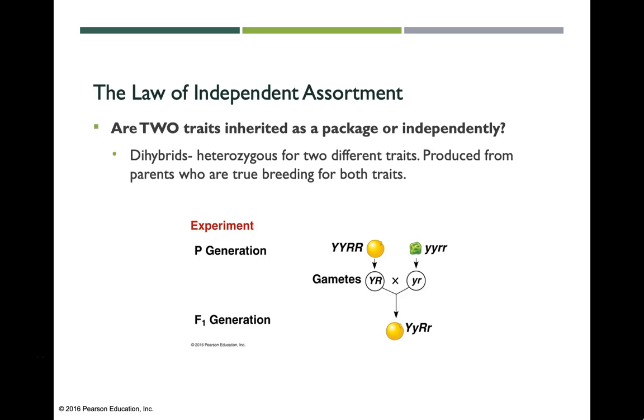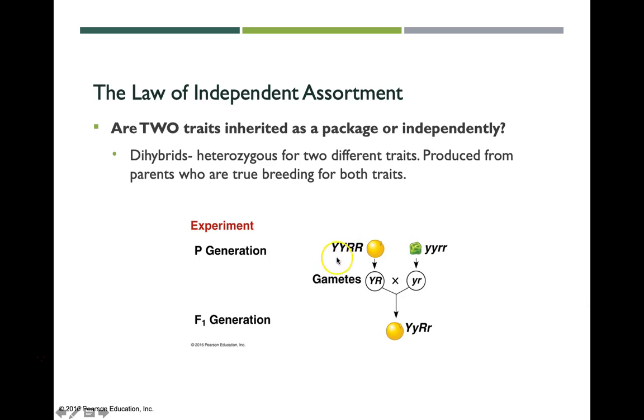But the law of independent assortment asks us to look at whether or not two different traits are inherited together or inherited independently. And so to perform this experiment, we have to work with dihybrids. Di meaning two. So these are individuals that are heterozygous for both of two different traits.